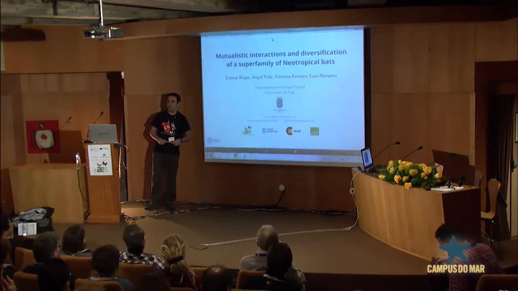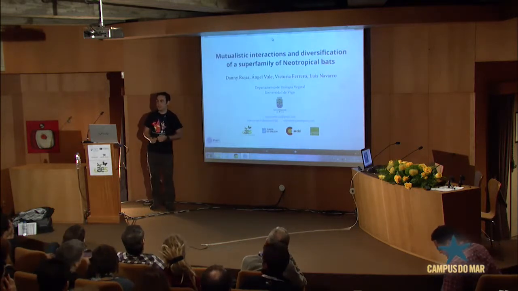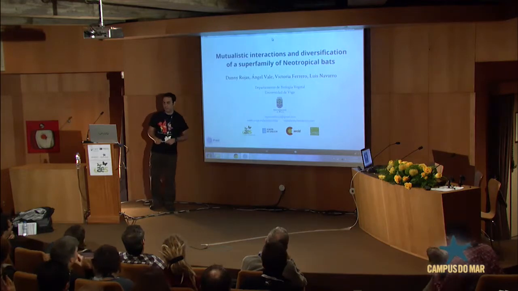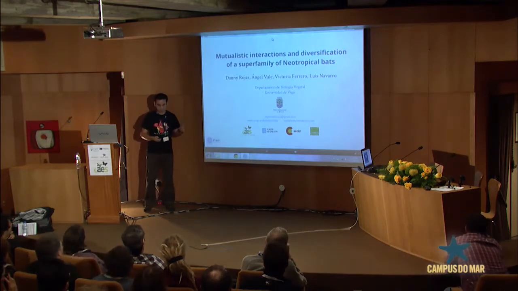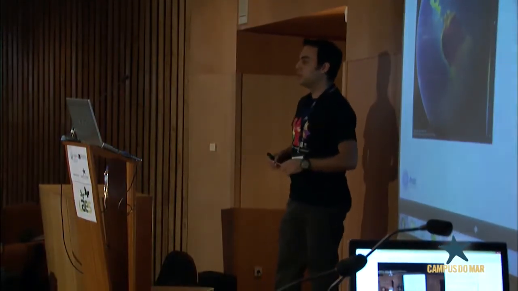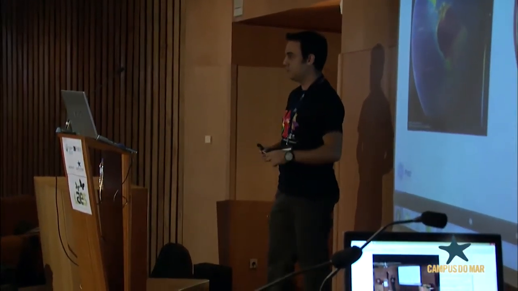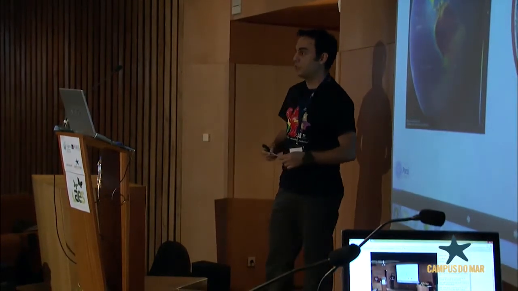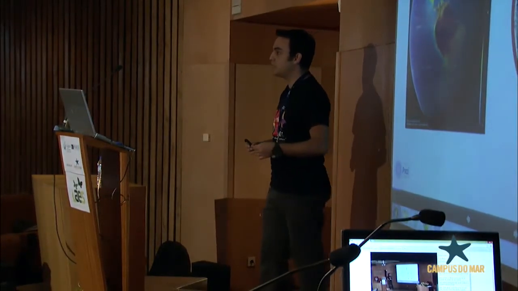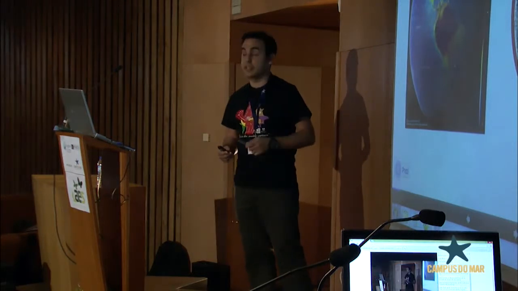Basically, I'm going to talk about mutualistic interactions and diversification of a group of bats from the tropics of the New World. As ecologists and evolutionary biologists, we are interested in global biodiversity patterns. A central question is why there is so much heterogeneity in the way life is distributed on our planet and in the tree of life.